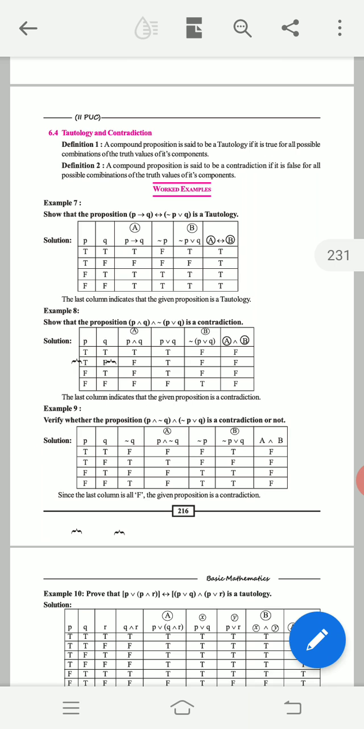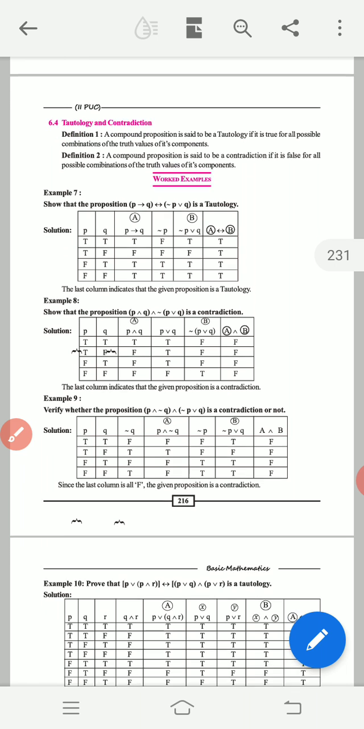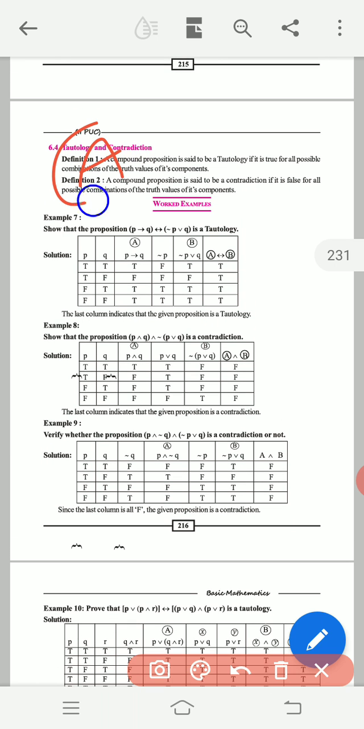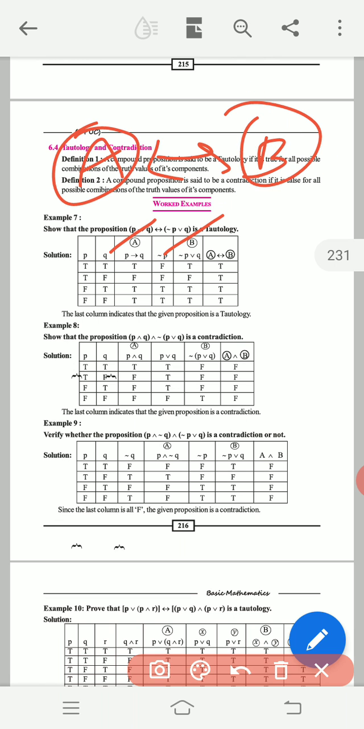Next one, see here, already we found P implies Q and negation P or Q. P implies Q is considered as A. Negation P or Q is considered as B. Now we have to find out A double implies B. See, this is A, this is B. A double implies B means P implies Q double implies negation P or Q.